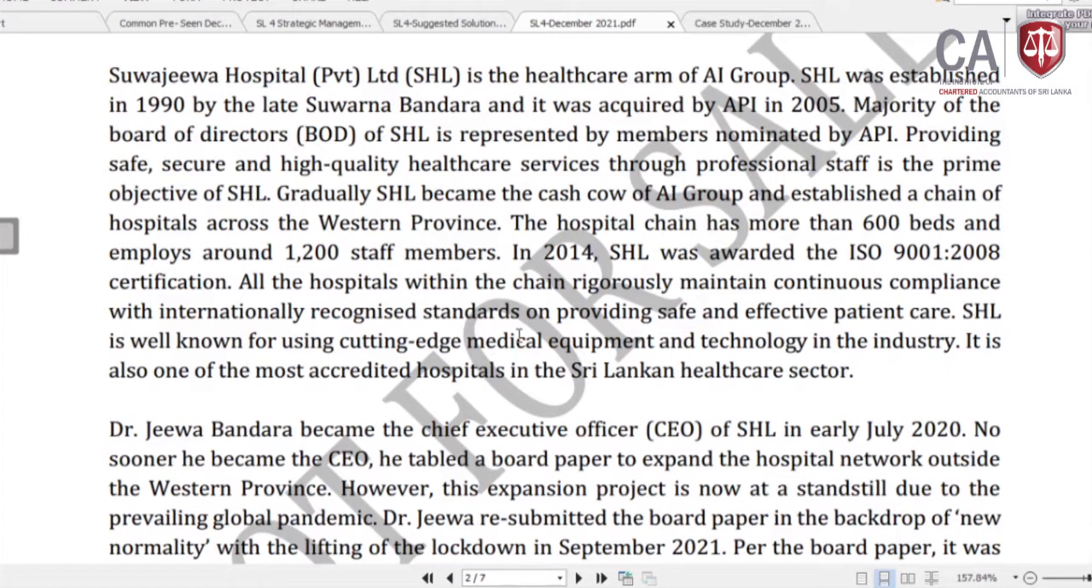In 2014, SHL was awarded the ISO 9001:2008 certification. All the hospitals within the chain rigorously maintain continuous compliance with internationally recognized standards on providing safe and effective patient care. SHL is well known for using cutting-edge medical equipment and technology in the industry. It is also one of the most accredited hospitals in the Sri Lankan healthcare sector.